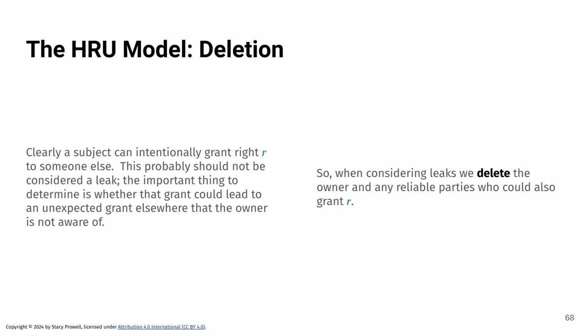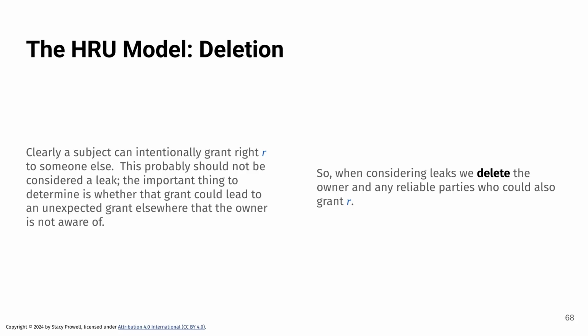So when we're talking about leaks, before we do the analysis, we delete certain parts of the access control matrix. Namely, we delete the file owner, and we delete any, we'll call them reliable parties, that could also grant that right on the file. So reliable parties might be the overall super user of the system. So now that I've deleted those, think of this for a minute. I've got a particular file, and I'm worried that a right, like reading that file, could be leaked.